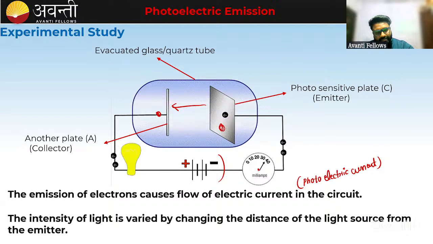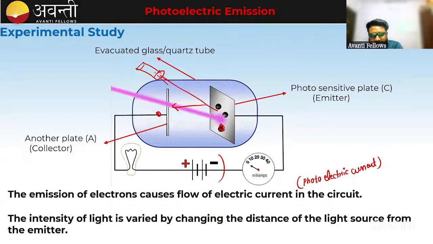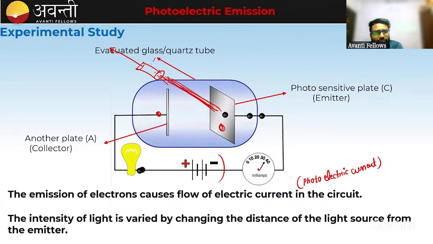The intensity of the light is varied by changing the distance of the light source from the emitter. तो देखो यहाँ पे मेरे पास एक लाइट रे का सोर्स है, यहाँ से लाइट आ रही है, ये emitter प्लेट पे गई, यहाँ से इलेक्ट्रॉन इमिट हुआ। अब मैं क्या करूंगा, इंटेंसिटी को घटाने बढ़ाने के लिए इस पर्टिकुलर सोर्स को मूवमेंट दे सकता हूँ। I can move it away from the source and I can make it nearby to the source, so that's how I vary the intensity.